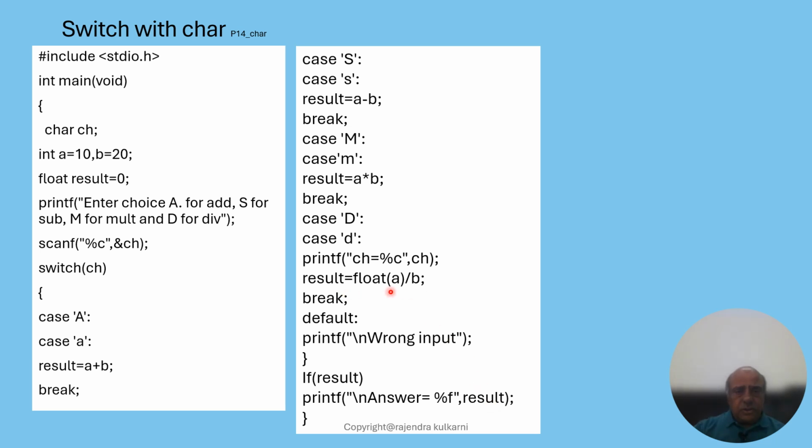Now what is this float doing here? In all these cases we have used capital A colon immediately followed by small a. Similarly, S capital, S small, M, D and D. So if the user enters capital A or small a, the case will be executed.